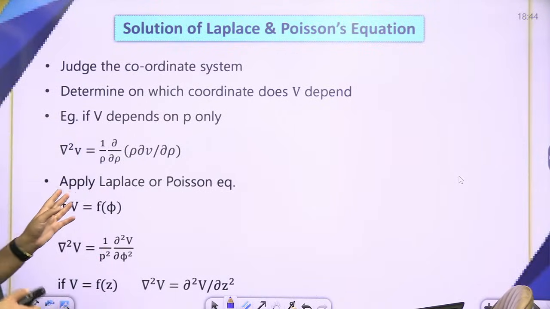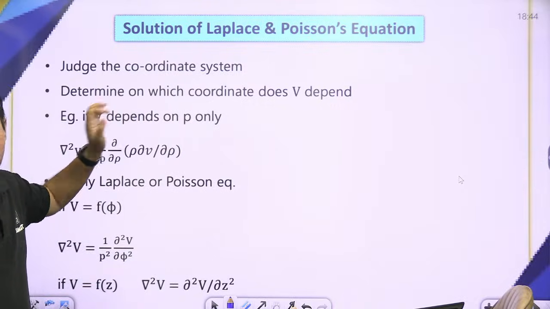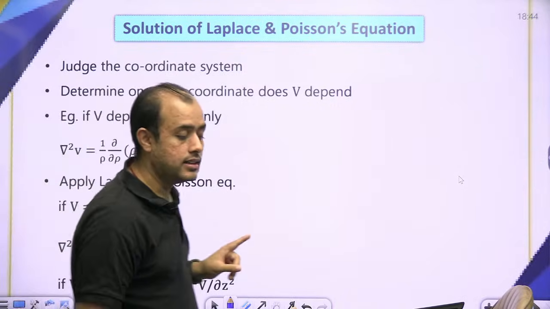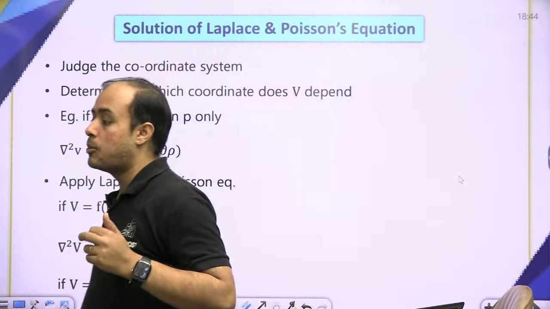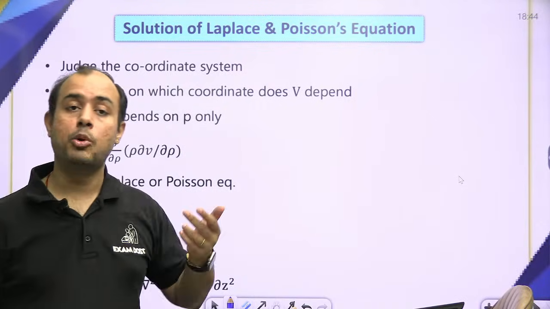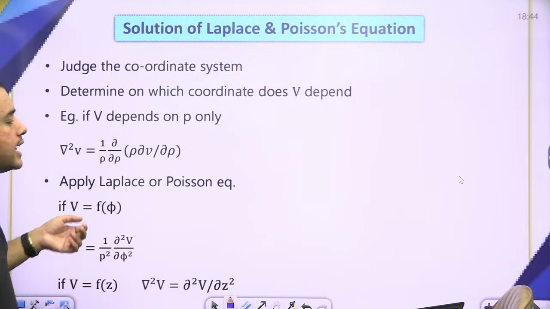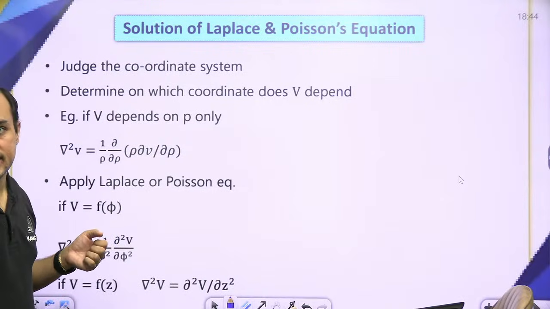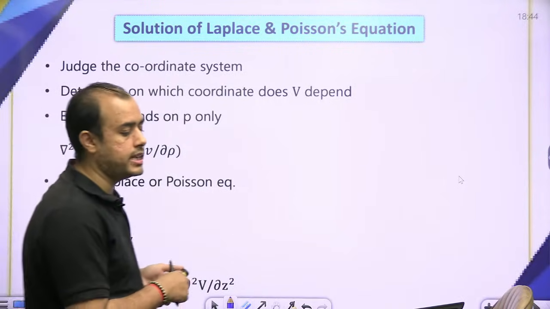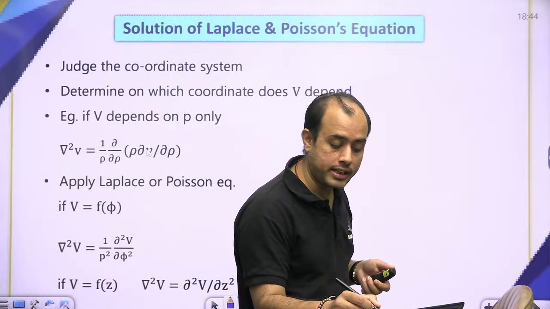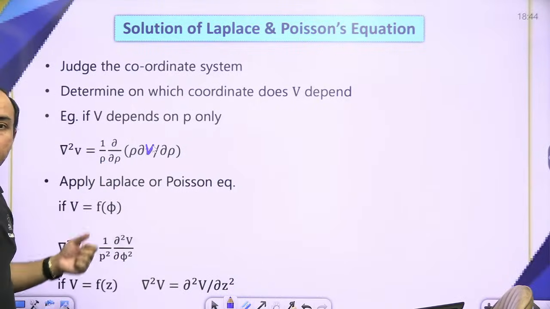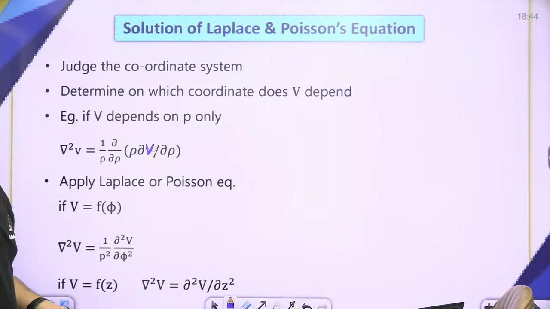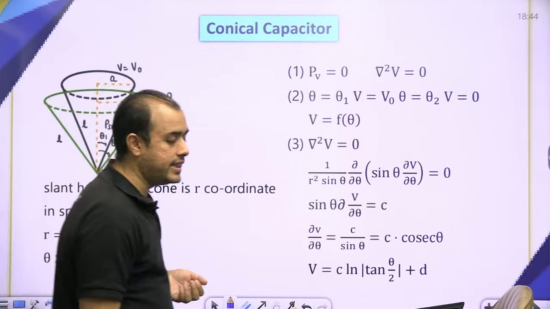So how to solve the Laplace and the Poisson equation? First judge the coordinate system, then check which coordinate the potential depends on. Like in a cylinder, suppose the potential depends on phi, suppose the potential depends on rho. Then in the Laplacian, take only the one term. Depending upon the coordinate, you have to take only one term in the Laplacian. So if potential depends on rho, you just take the first term. If potential depends on phi, you take the second term. If potential depends on z, you take the third term. And then you basically integrate.